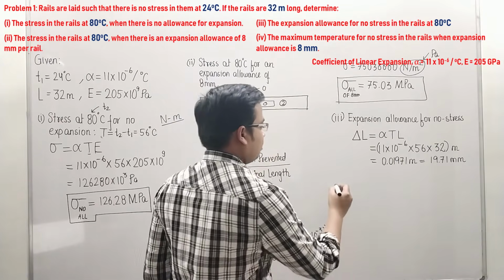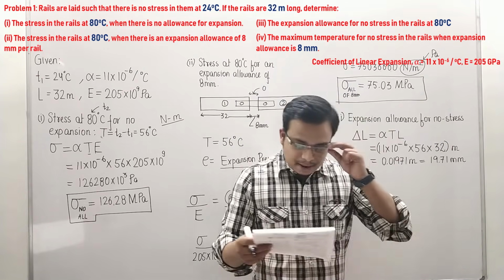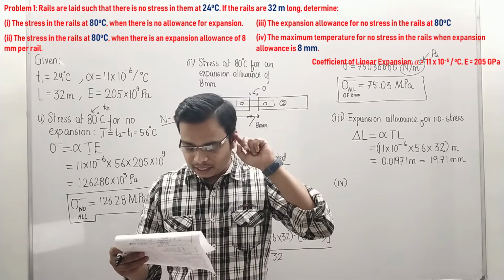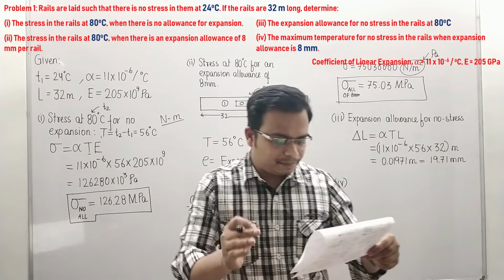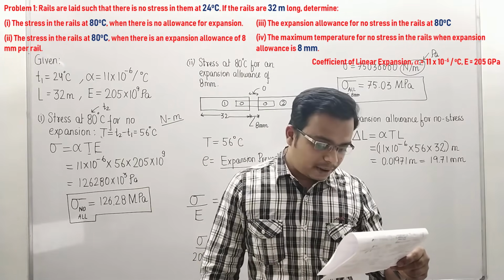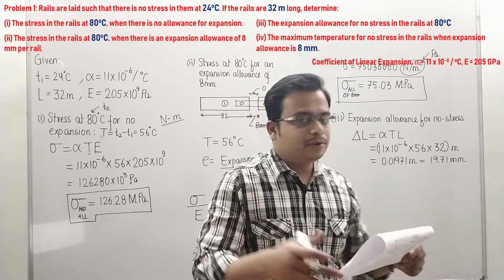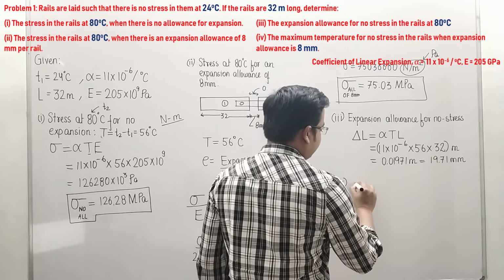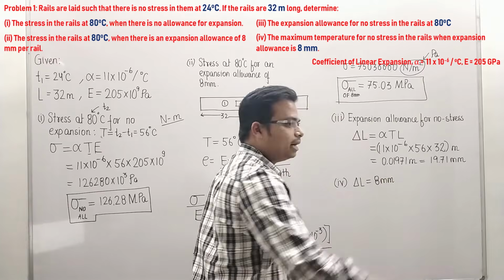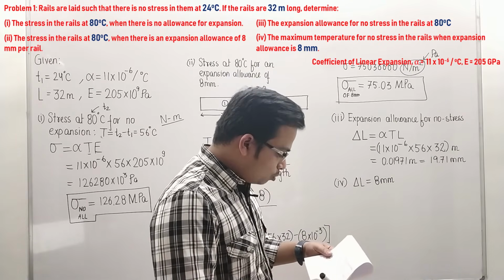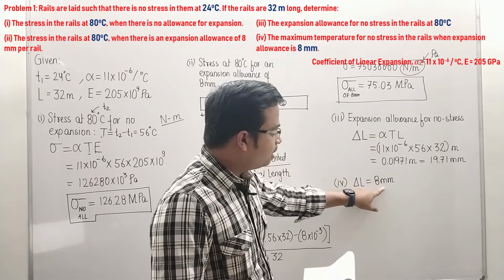Okay, that's it. And finally, the fourth part of our problem, and this says the maximum temperature for no stress in the rails when expansion allowance is 8 mm. Let me just read this once again. The maximum temperature, how high can we go? The maximum temperature for no stress in the rails. Okay, so the expansion allowance is given. Expansion allowance is 8 millimeters. So delta L has been given to us. How much? 8 millimeters. We cannot go beyond that. Right? So we need to find that maximum temperature, okay, which will help us reach this expansion allowance.